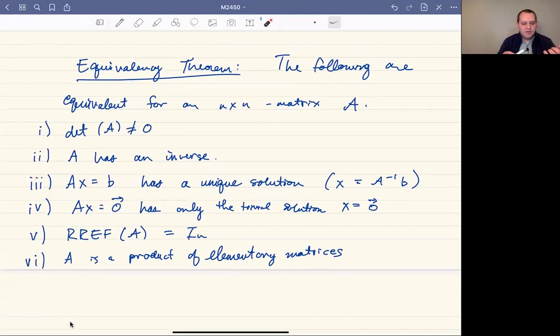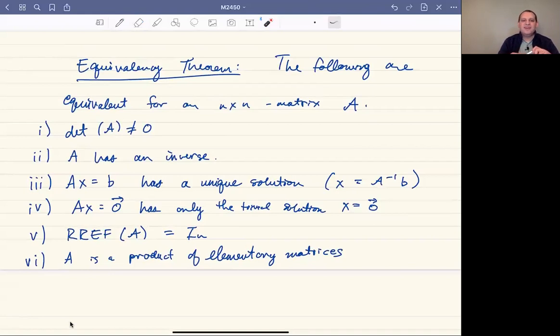And so if the determinant of A is non-zero, from that you can conclude that A has an inverse, AX equals B has a unique solution, AX equals 0 has, again, a unique solution, in this case the trivial solution. A can be row reduced to the identity matrix. A can be written as a product of elementary matrices. That's all equivalent to saying that the determinant of A is non-zero.